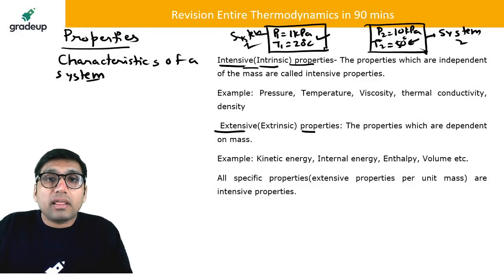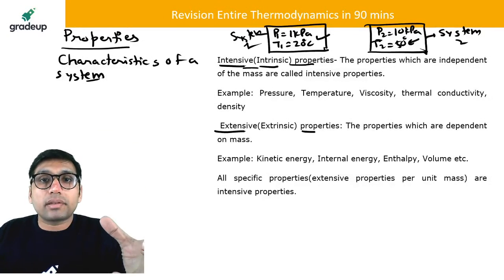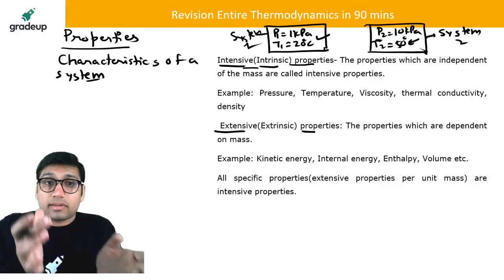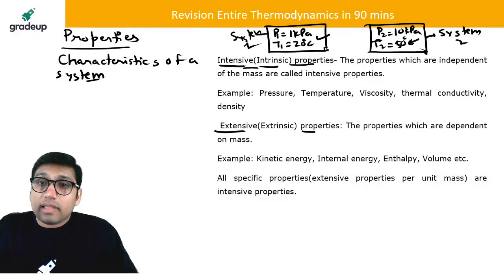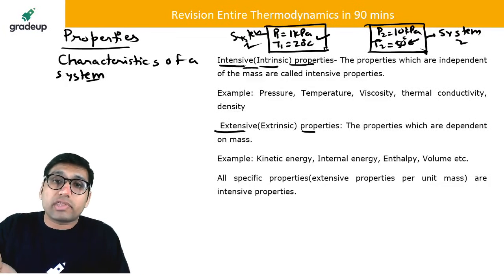So what are these properties? They are characteristics of the system which characterize the system. Characterize means telling that this system is different from the other system. That is called characteristics of a system.